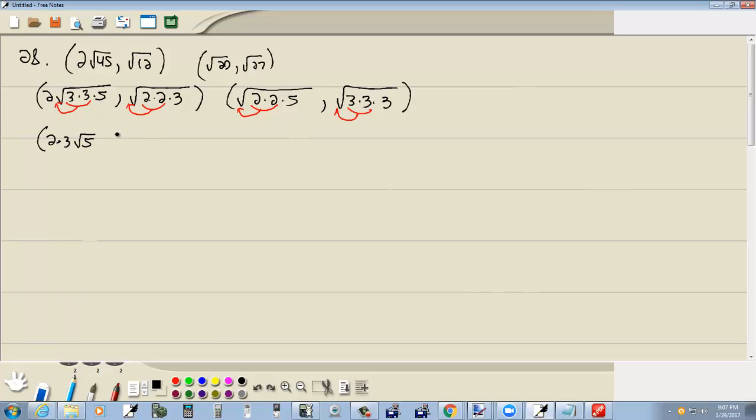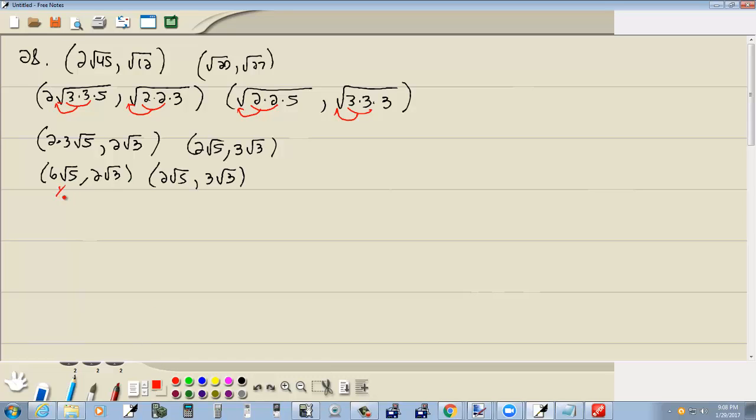And now we're left with a single 5 inside there. Here that gives us 2 square root of 3. This gives us 2 square root of 5 and 3 square root of 3. Now when I brought the pair of 3s out in front as a single 3, I'm multiplying it times what's already out there. So 2 times 3 gives us 6 square root of 5, 2 square root of 3, and then 2 square root of 5, and 3 square root of 3.